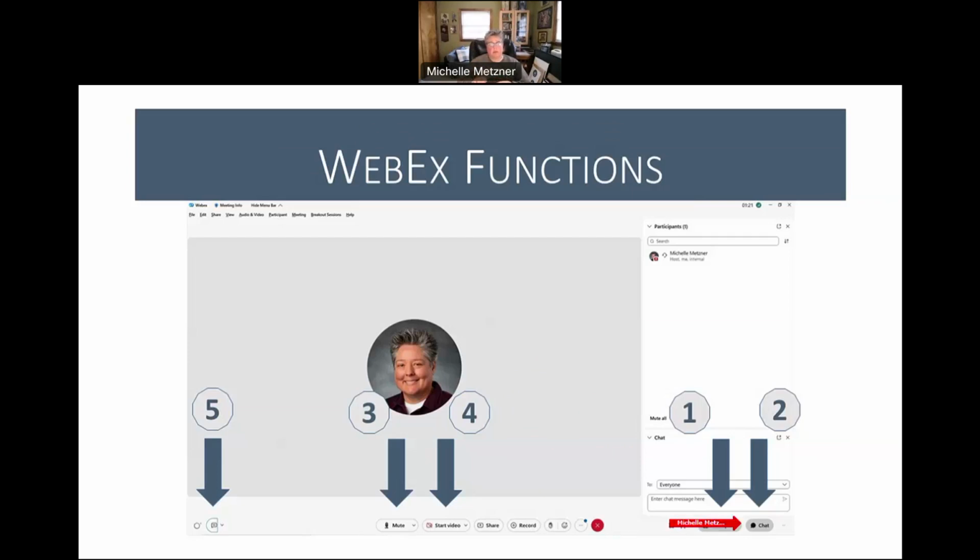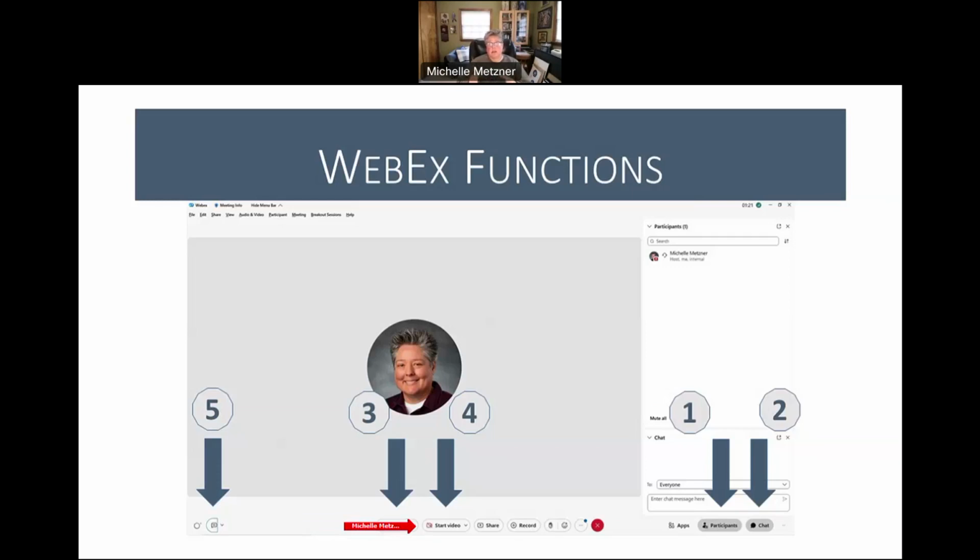In arrow number two here, you see the chat feature. If you open this, you can chat with other people in the course while everything is going on. The mute button is number three, very important here. Please make sure that you're muted when you are not speaking to avoid background distractions.